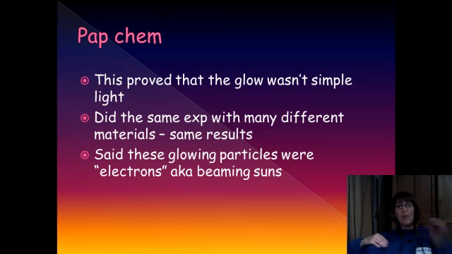Now, when he put that magnet up to it, and it bent what looks like light, that proved that the glow wasn't just simply light, so he knew he could go on with that. And he was a good scientist because he did the exact same experiment, only he changed a variable each time. He changed the metal that the anode and cathode were made of. He changed what type of gas was in there. He changed all different variables, and it was consistent all the way through. That little light that went through there was bent by that magnet. And so he said, hey, I'm thinking that the particles that make up this beam are little bitty pieces, and I'm going to call them electrons. I think it's Latin for beaming suns, which, okay, fine.